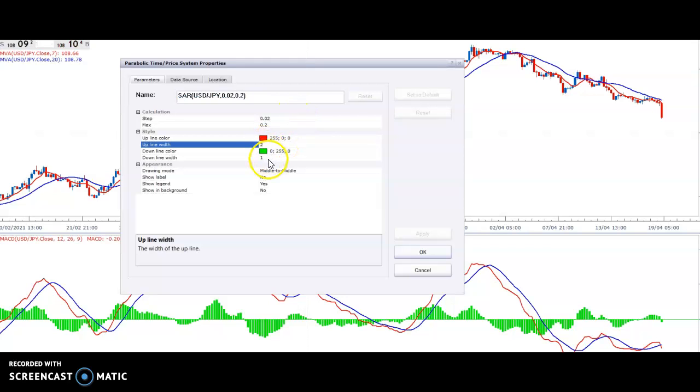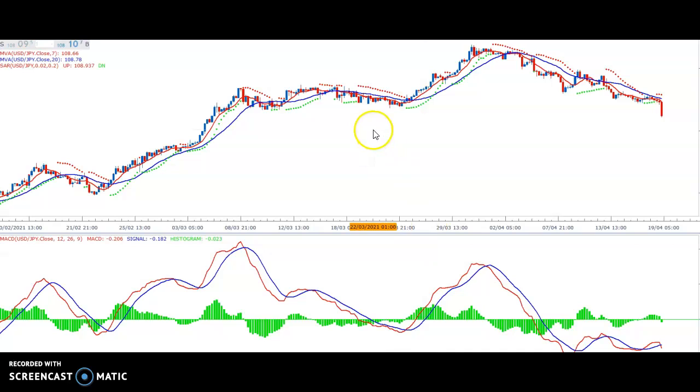The next one is what we call a parabolic support and resistance indicator. I call it stop and reverse. Hopefully you can see that. That's not the best colour, is it? You can see at this point here, for instance, back in March, we would have had a trade and the MACD confirmed a buy. The moving average confirmed a buy. And the parabolic stop and reverse confirmed a buy. So there's about 200 pips there.